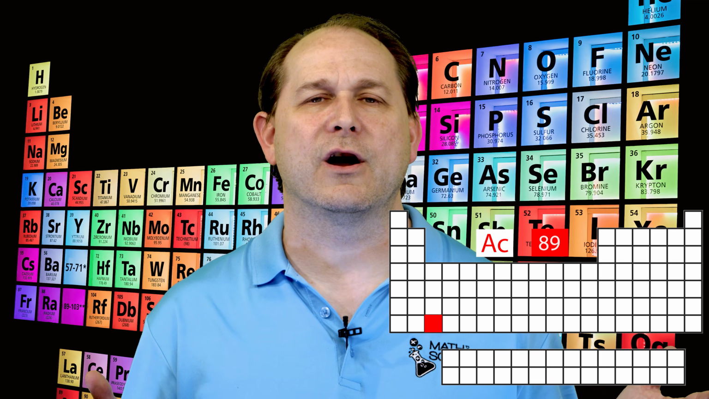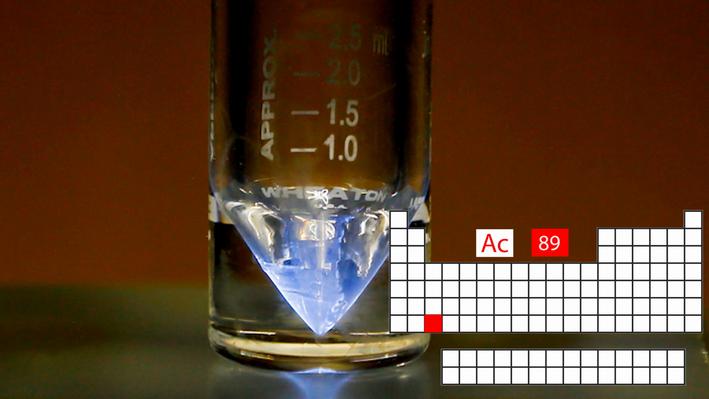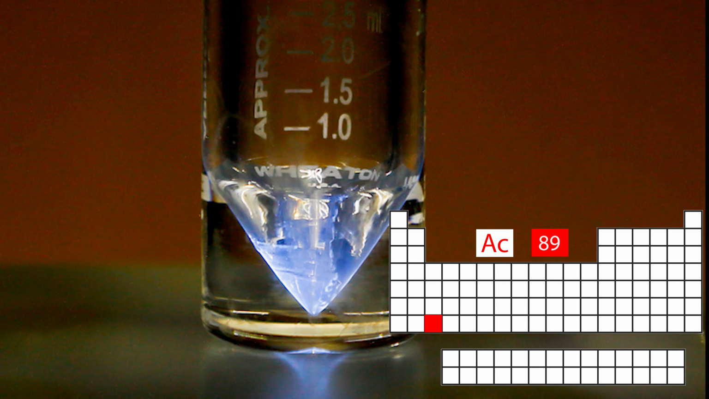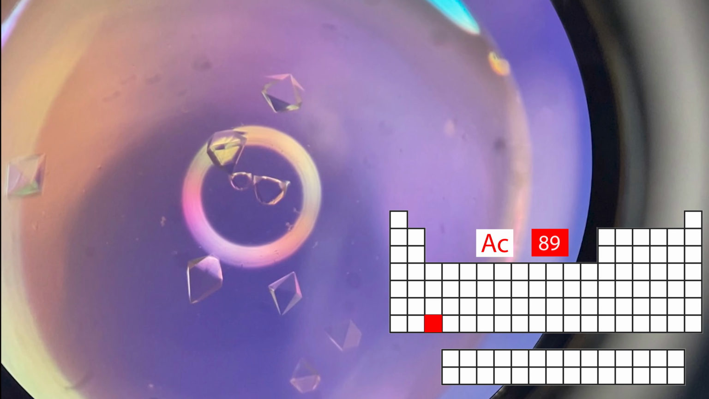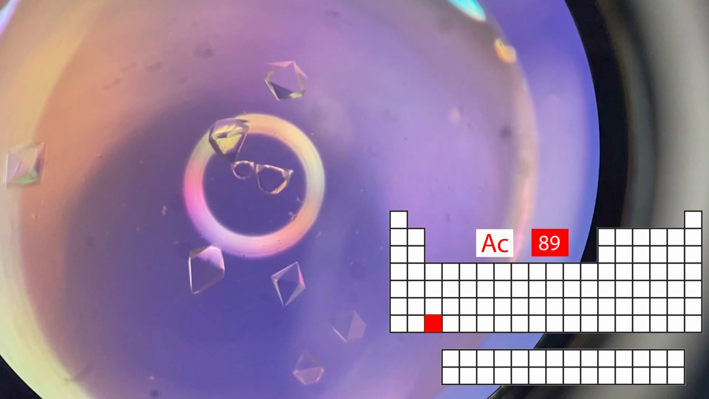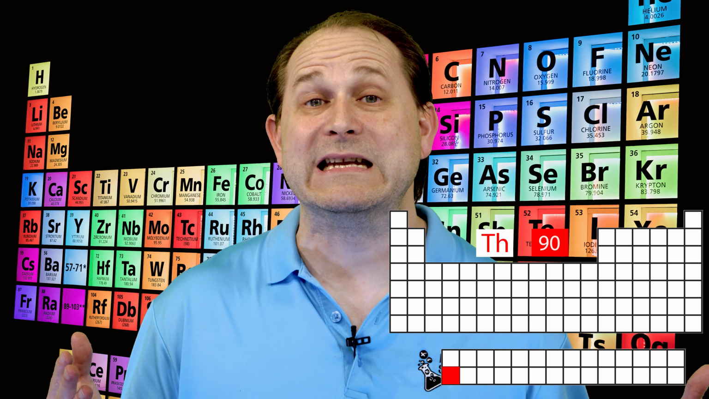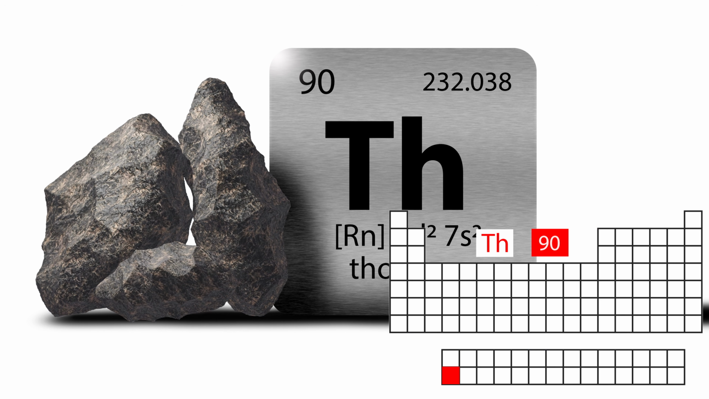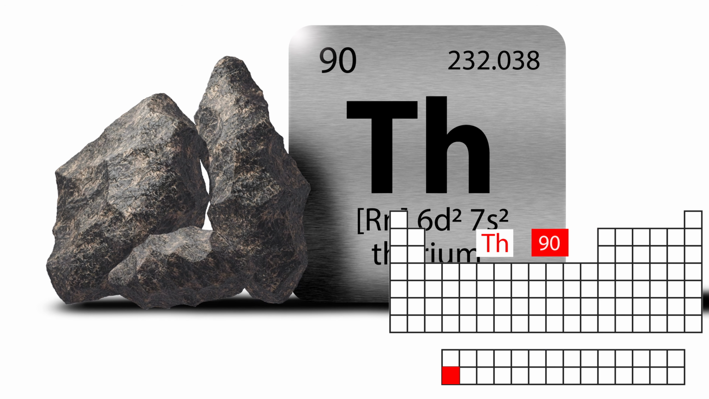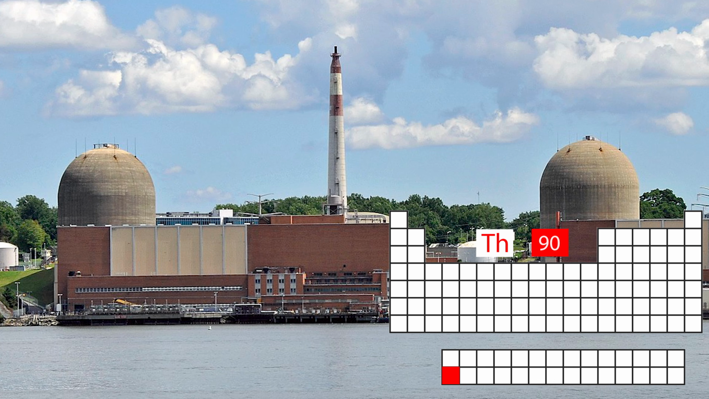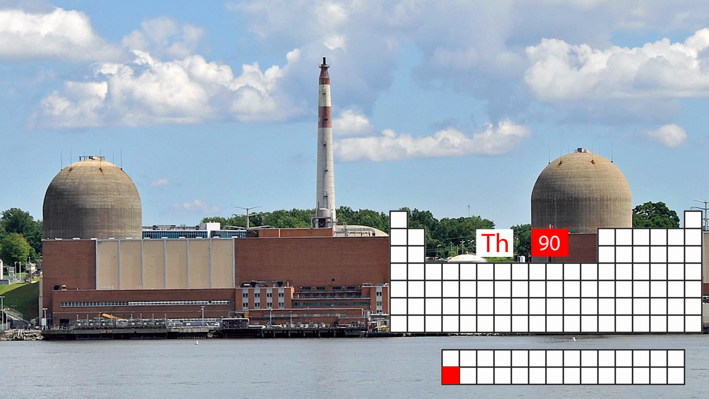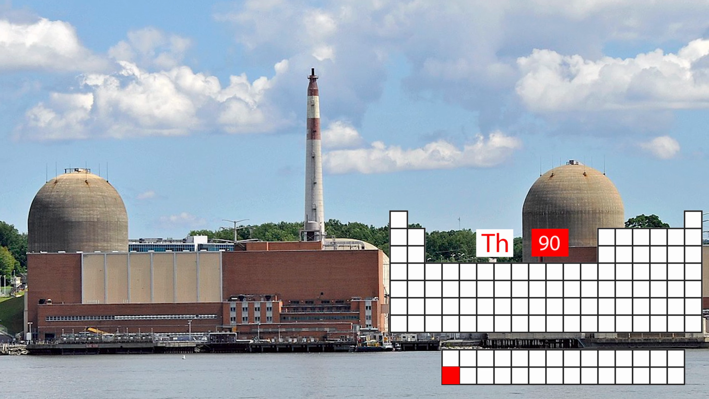Element 89 is called actinium. It's so radioactive that it actually glows blue in the dark. Now here's a fun fact: 1 gram of actinium generates 10 watts of thermal energy from radioactive decay. Here comes element 90, called thorium. It's a potential nuclear fuel that's more abundant than uranium. Now here's a fun fact: it was named after Thor, the Norse god of thunder.